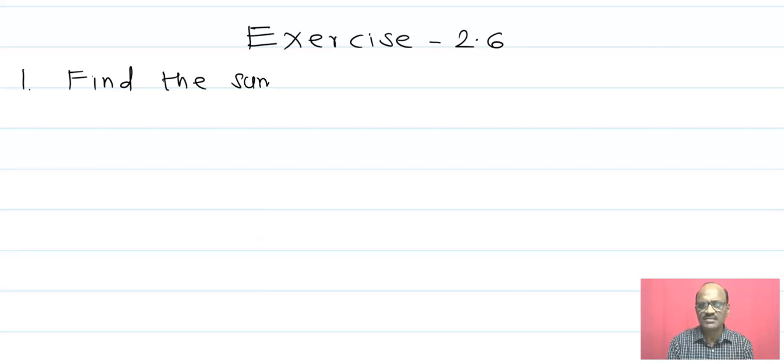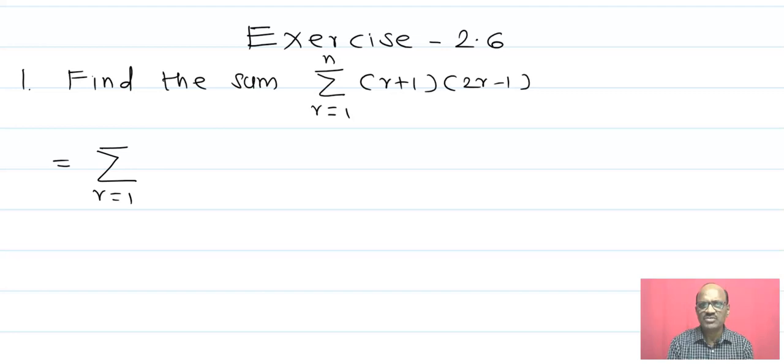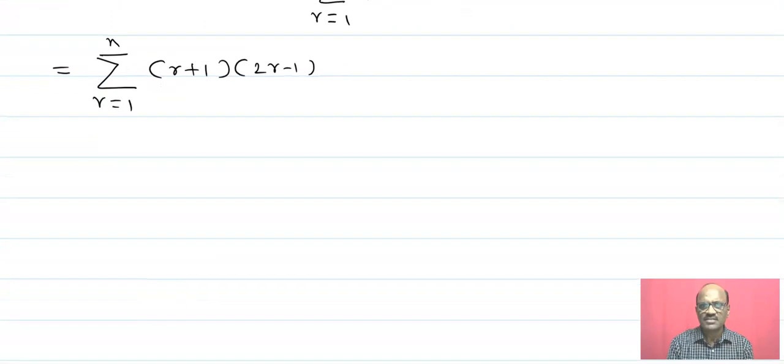Find the sum, r is equal to 1 to n, in bracket r plus 1, second bracket 2r minus 1, that is, the summation r is equal to 1 to n of r plus 1 into 2r minus 1. Now we will make their product, that is, the summation r is equal to 1 to n.